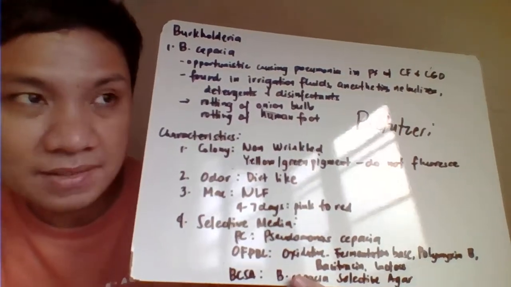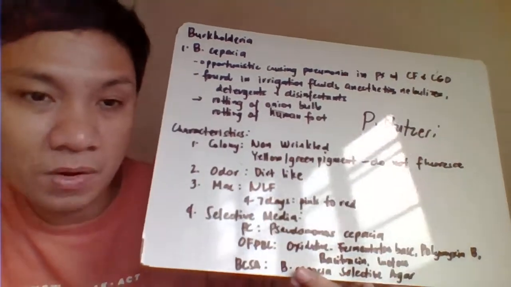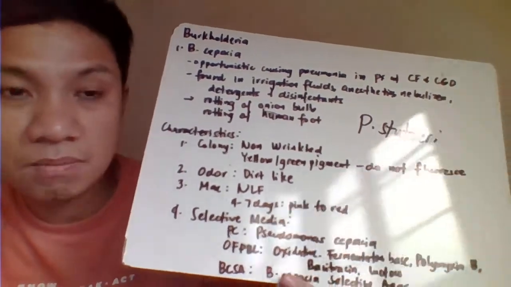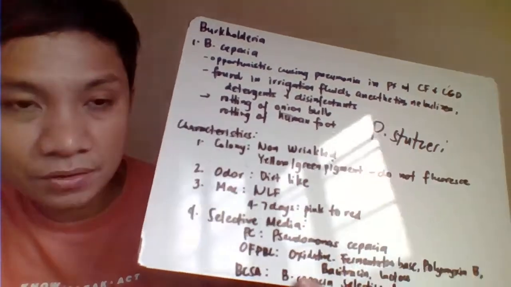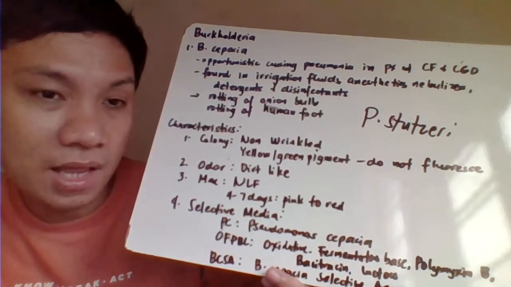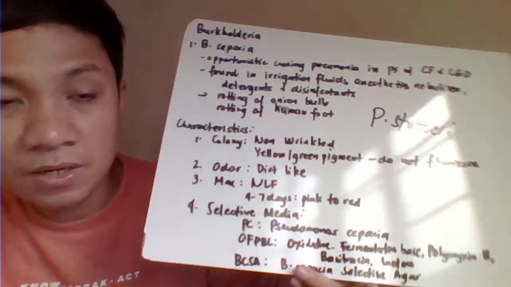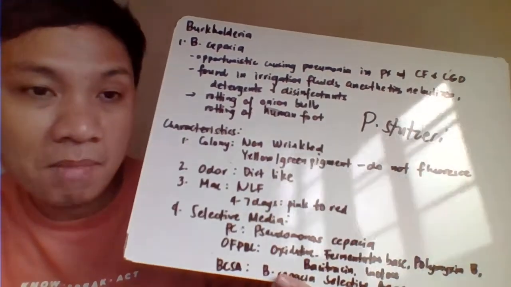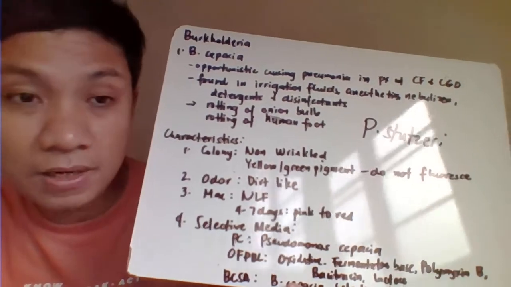So, nagpa-fluoresce ang ating pigment produced by Pseudomonas, especially in the short UV light, but this one does not fluoresce. So, the odor for that one is dirt-like. And this one is a non-lactose fermenter in MacConkey agar, meaning to say colorless.